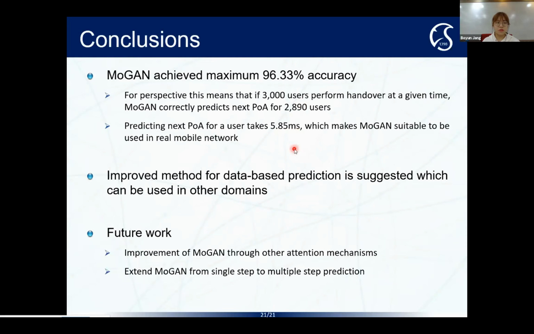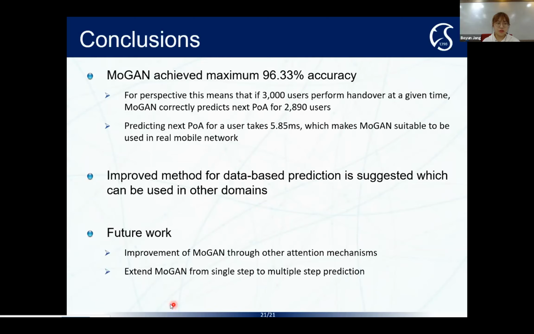MoGAN is not only showing applicability for prediction in the network domain. This suggests an improved method for data-based prediction. So the structure of MoGAN can also be used in other domains, which can be an additional achievement of our work. The dataset we used is quite limited because it is the one we collected. However, our work is a proof of concept showing that mobility prediction with high accuracy is available with GAN. Thus, we are going to extend our work by using a more suitable dataset to show that the idea of MoGAN is applicable to a real network system.